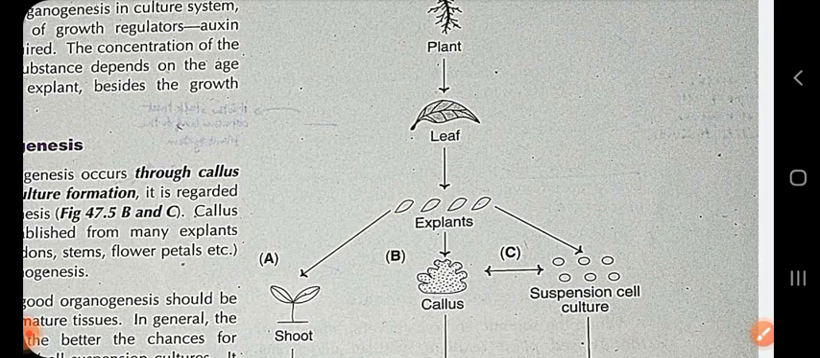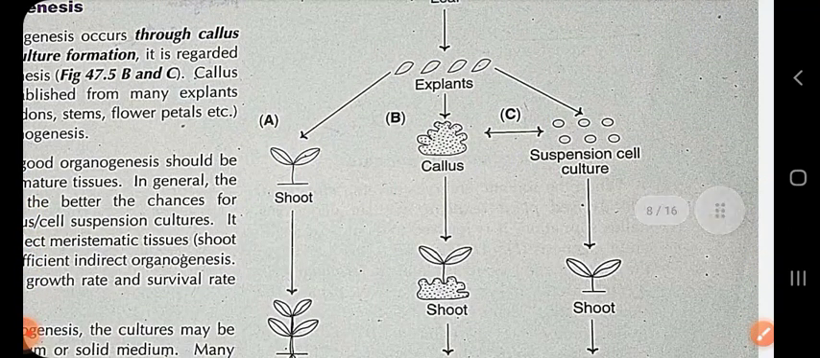Now this concept of direct organogenesis has come from the idea of certain plants like begonia plants and bryophyllum plants, which develop plantlets from the edges of their leaf blades, right? So this type of concept comes.